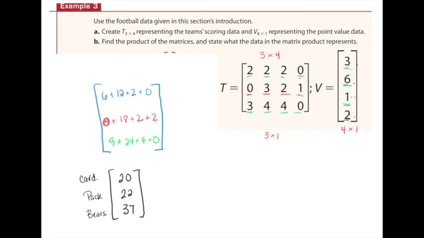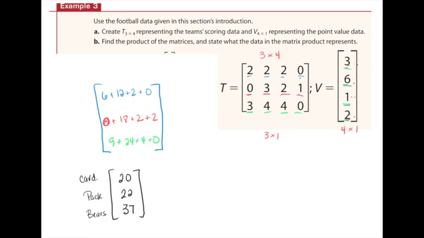When you set this up, and I've set up the types of scores and the point value of the scores, when I do my matrix multiplication, I am getting the total points earned. So I'm able to look at it multiple ways. I can look at each of the teams and see how they're earning their points. Clearly, the Bears are getting lots of touchdowns, right? I can see where they're earning their points.